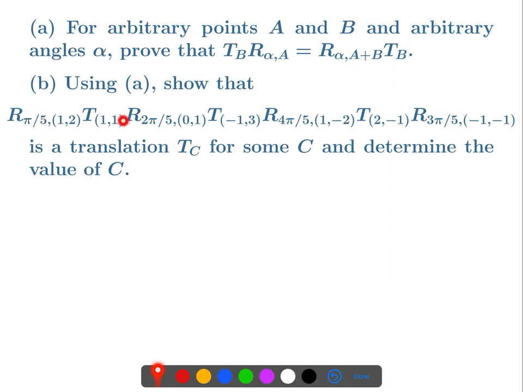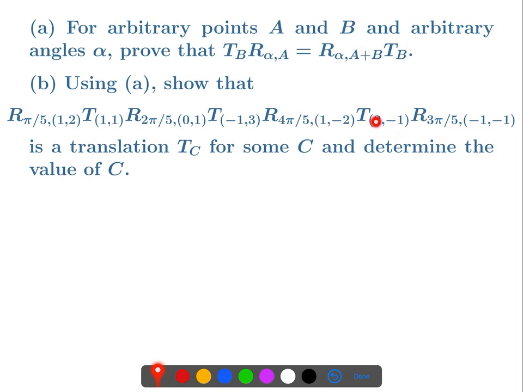When you're taking a product like this, you can group them any way you want. You can't commute, but you do have an associative property, so you can do any two multiplications that are next to each other first. So I'm just going to take the first two that come in our product of rotations and translations, because we read them from right to left.